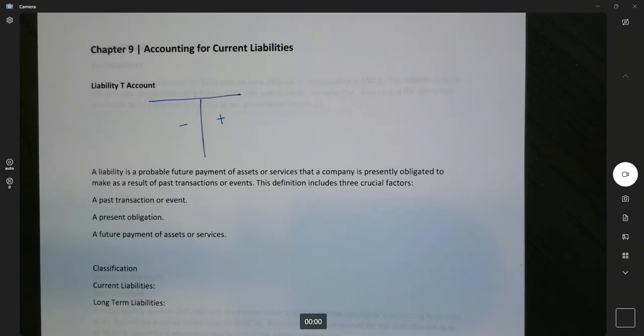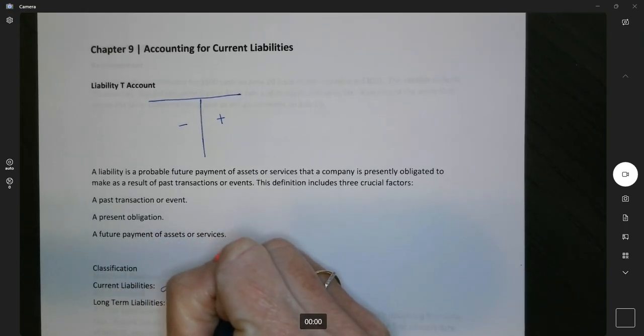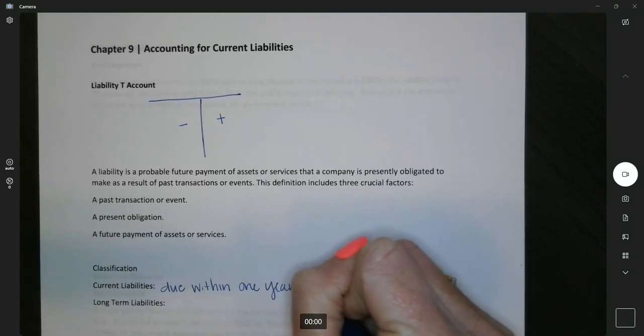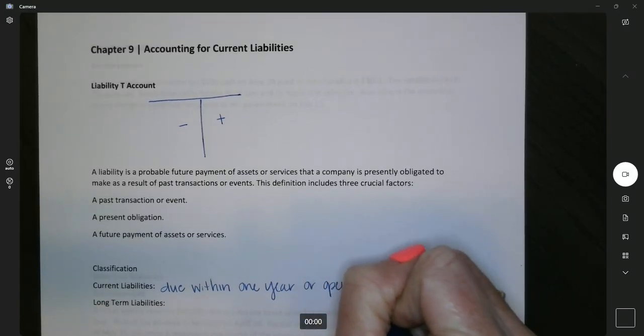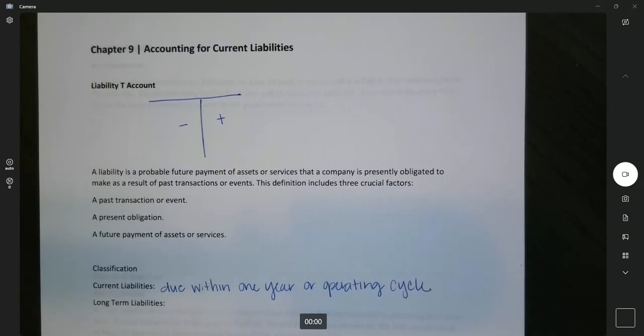There are two main classifications that we use for our liabilities. One of them is current liabilities. These are going to be liabilities that are due within 1 year or operating cycle if longer. Long-term liabilities are due after 1 year or the company operating cycle.